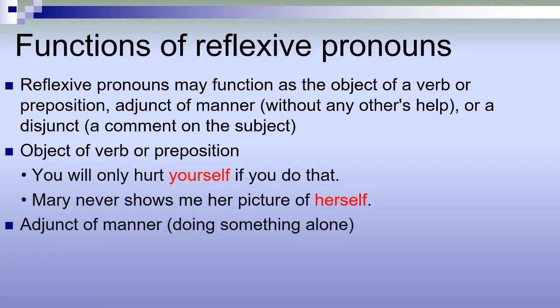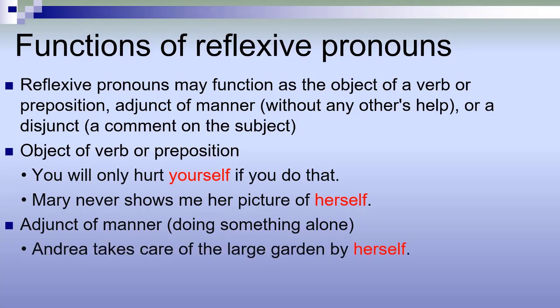Then we have adjunct manner. This is doing something alone. That's the meaning of the adjunct manner here. We have Andrea takes care of the large garden by herself. So how does Andrea take care of the large garden? Well, she takes care of the large garden by herself. So in a way, we can ask by herself here with how. How does Andrea take care of the large garden? By herself. So by herself is an adjunct.